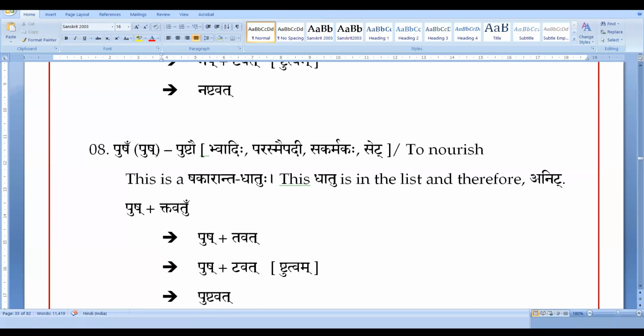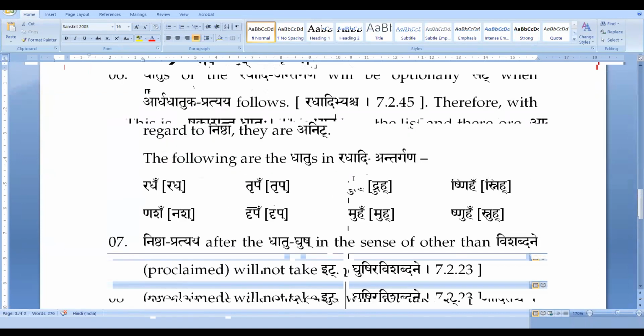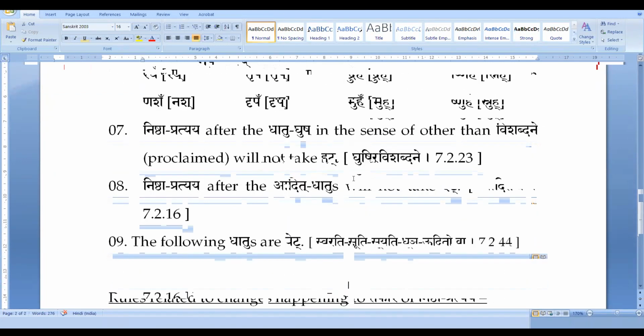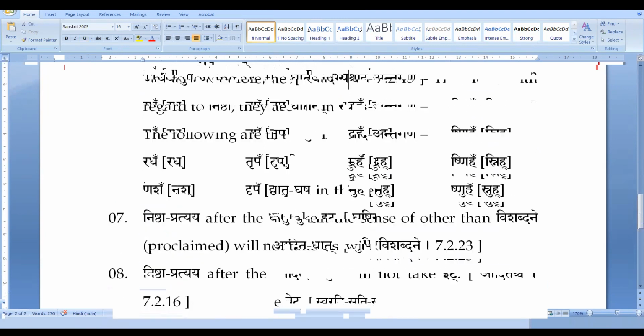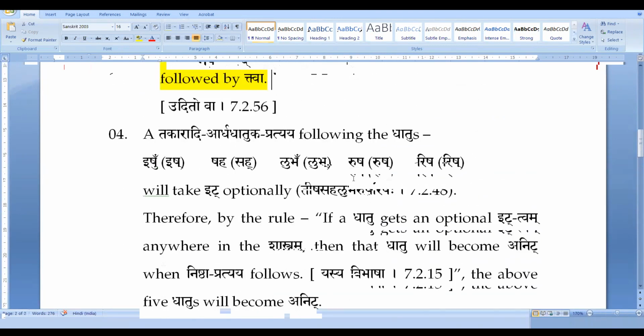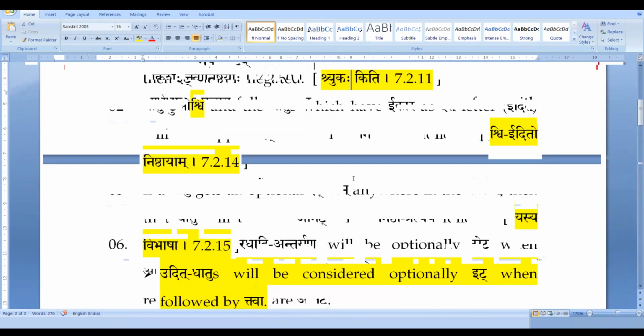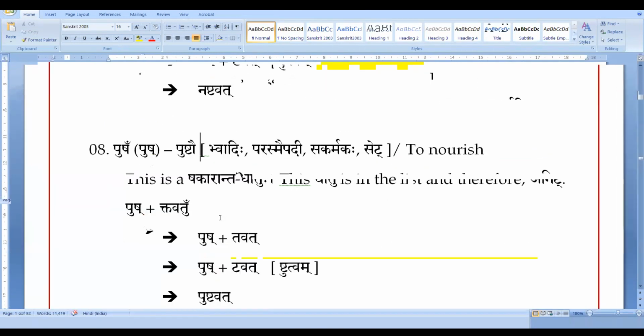This dhatu I'll let you know, because in all the gana it is set. It is set dhatu. Shakaranta dhatu set dhatu. Then you have to check the list. Okay, this dhatu, leave it. I'll find out whether it is in the list, therefore Anit. Just give me a minute. I'll check it.